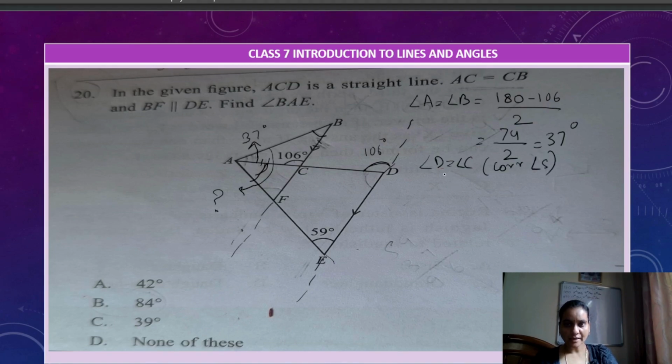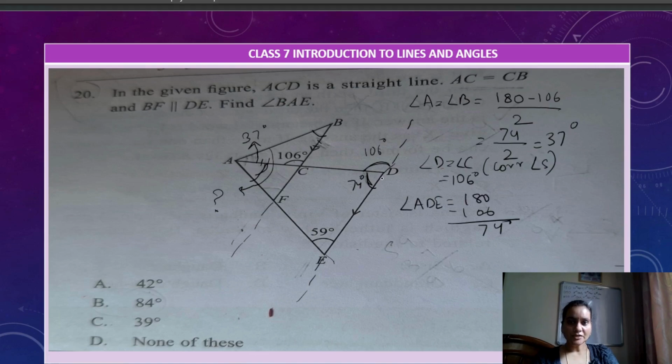So angle D is equal to 106 now. So what about this angle here? This angle will be the supplementary angle. So 180 minus 106 will give me angle ADE. So let's find out angle ADE, that is 180 minus 106. So it will be 74 degrees. So here it is 74 degrees.